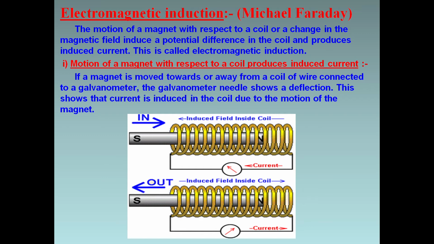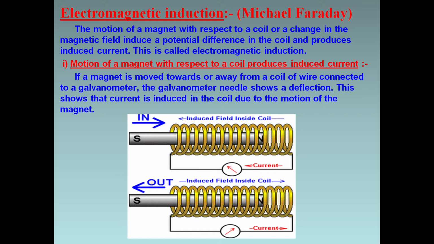What is the first way? First method is motion of a magnet with respect to a coil. It produces induced current. As you can see in this diagram, if a magnet is moved towards or away from a coil, that coil is of a conducting wire, and this conducting wire's coil is connected to a galvanometer, then the galvanometer needle shows a deflection. So this deflection shows that the current is induced in the coil due to motion of the magnet.